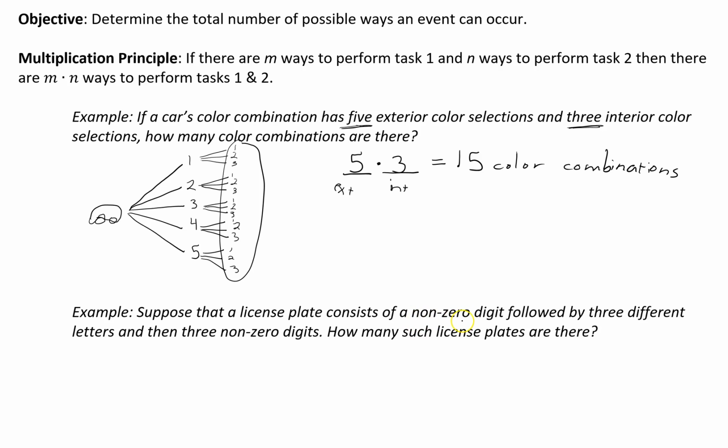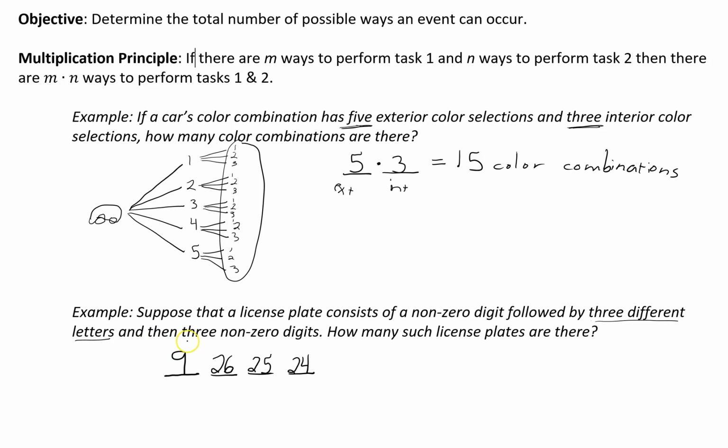So we have to think about single digit numbers like 1, 2, 3, 4, 5, 6, 7, 8, and 9. Now there are 9 non-zero digits. So my license plate starts with one of 9 numbers. Then it's followed by 3 different letters. That means I can't repeat my letters. Well, there's many letters in the alphabet. For my first letter, there's 26 letters I could pick from. But once I've picked that first letter, now there's only 25 to pick from. And when I pick the second letter, now there's only 24 letters to select for that third letter.